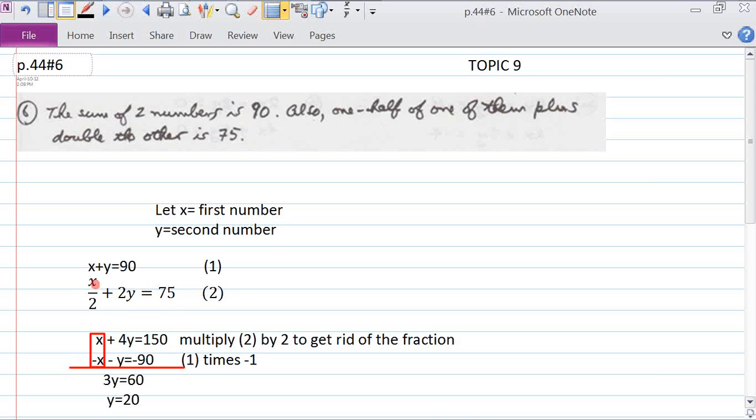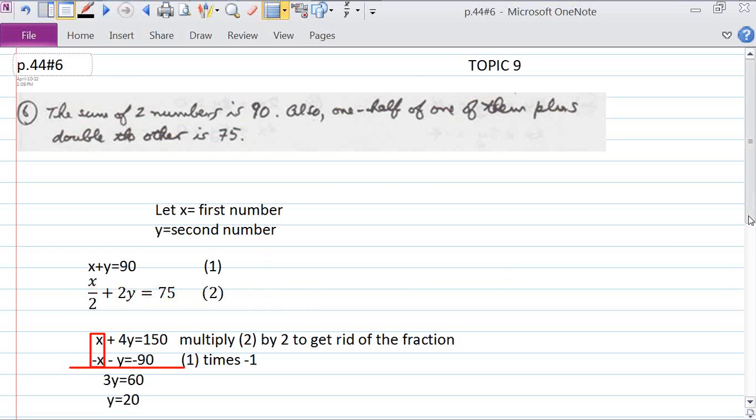Now, it doesn't matter if you had done x plus y over 2. If you had reversed it and said let x equal one of the numbers, and then you're going to half the y and say y over 2 equals 75, that wouldn't make any difference. You'd still get the answer.